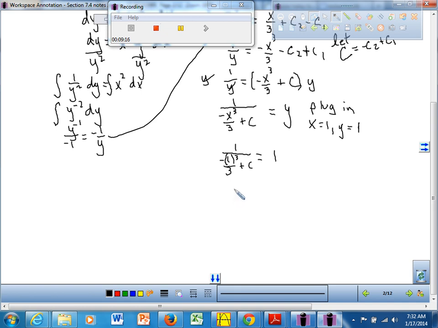All right, now what? Solve for c. What do we do? Multiply by the negative 1/3 plus c on both sides. And on the left, I have 1, and on the right, I have negative 1/3 plus c. Finally, solve for c. Add 1/3. So I have 4/3.